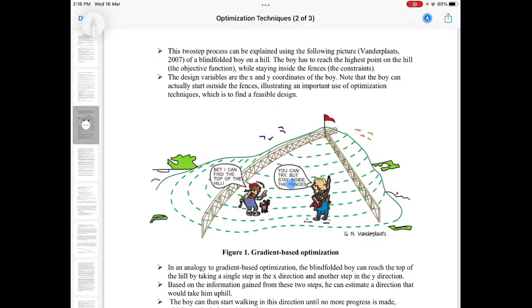So the boy has to be within the fences. Otherwise what will happen? The boy may go outside. Suppose here this is the position of the boy. The boy cannot walk here to the highest point because it's difficult. We can see the terrain here is difficult, and there are chances that the boy may fall due to the difficult terrain outside the fences.